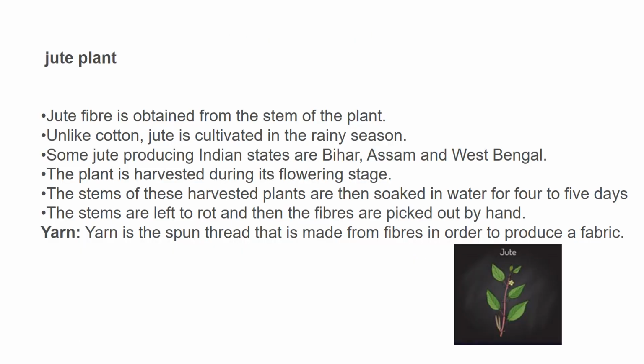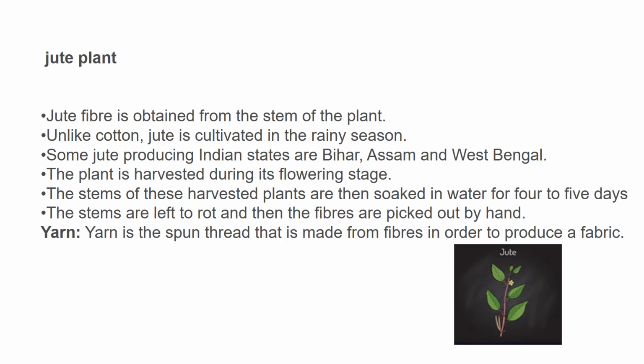Next comes the jute plant, from which jute fiber is obtained. Jute fiber is obtained from the stem of the jute plant. Unlike cotton, jute is cultivated in the rainy season. Some jute producing Indian states are Bihar, Assam, West Bengal. I have already shown you. The plant is harvested during its flowering stage. The stems of these harvested plants are then soaked in water for 4 to 5 days. Then the stems are left to rot, and then the fibers are picked by hand.